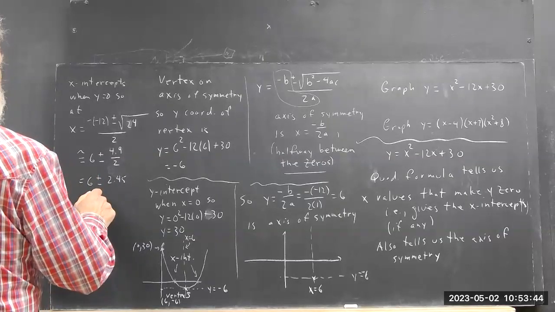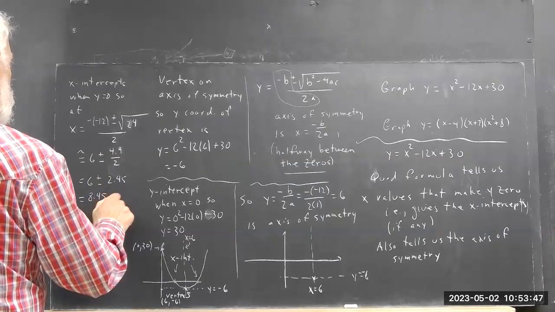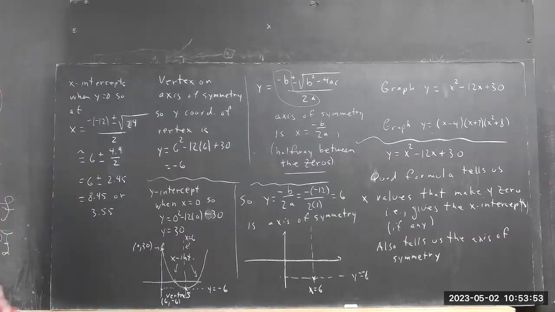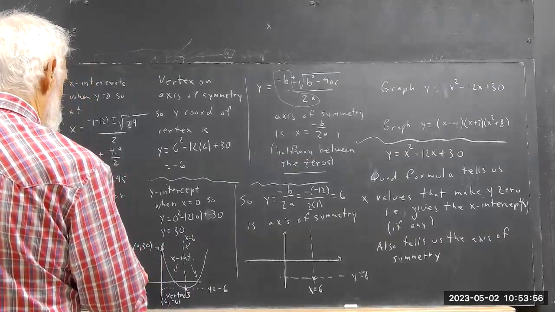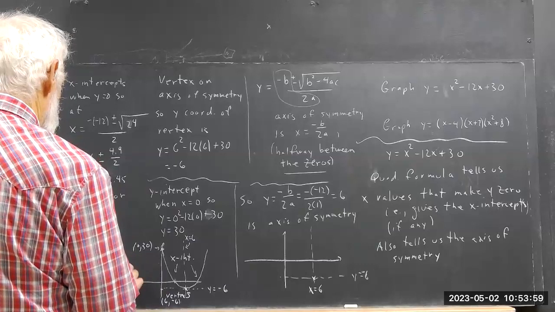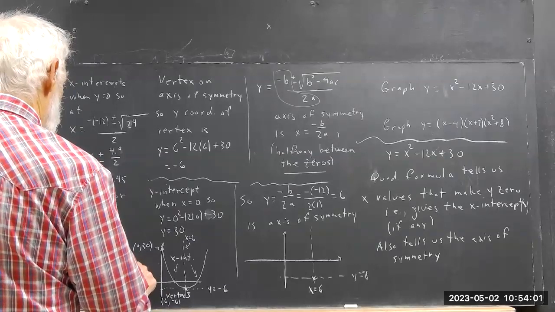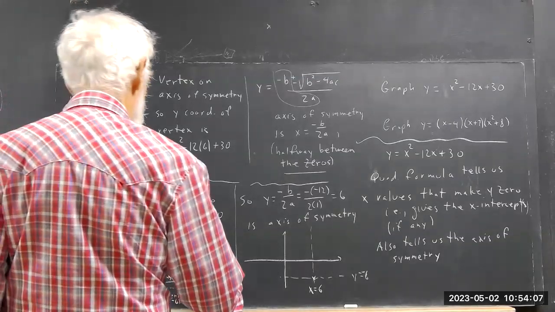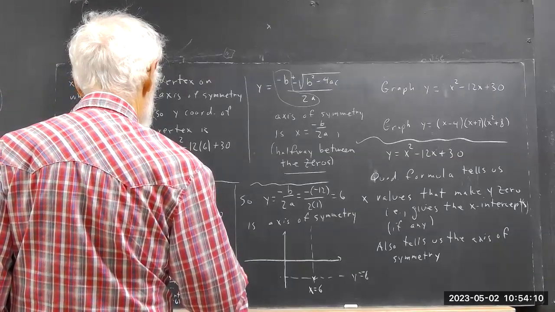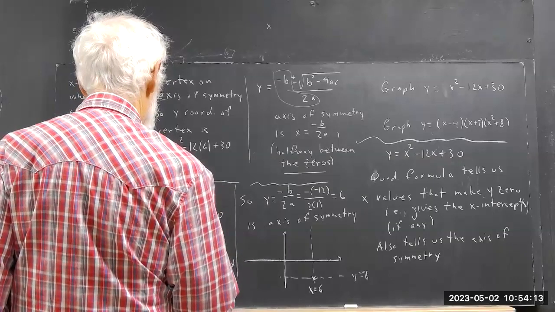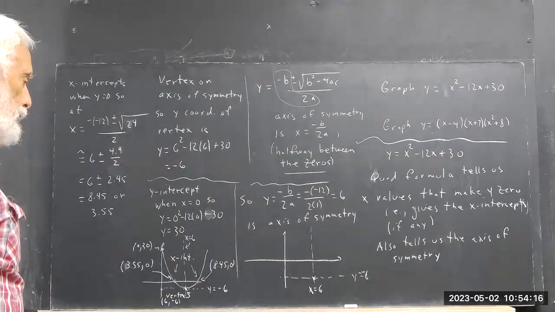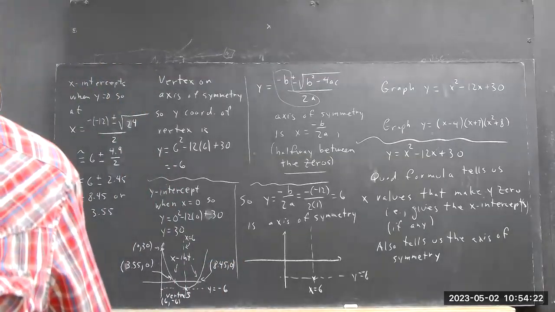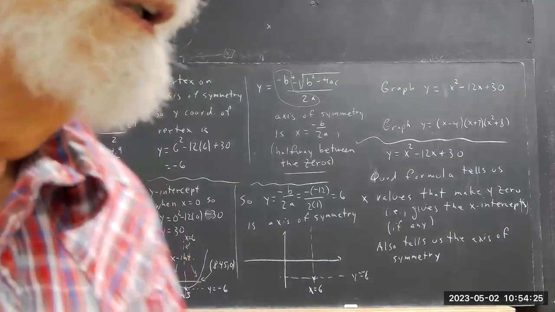And that's going to be then 8.45 or 3.55. So our x-intercepts would be (3.55, 0) and about (8.45, 0). That's a complete picture of how you can sketch the graph of a quadratic.